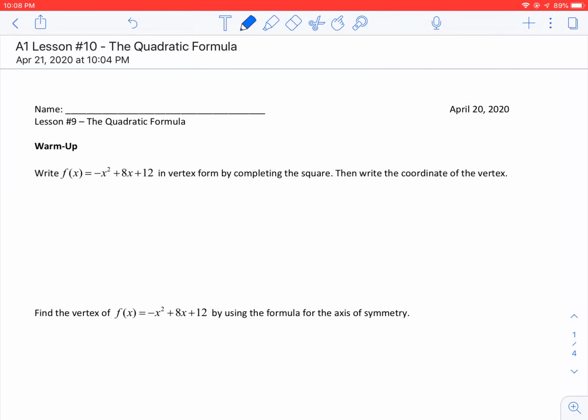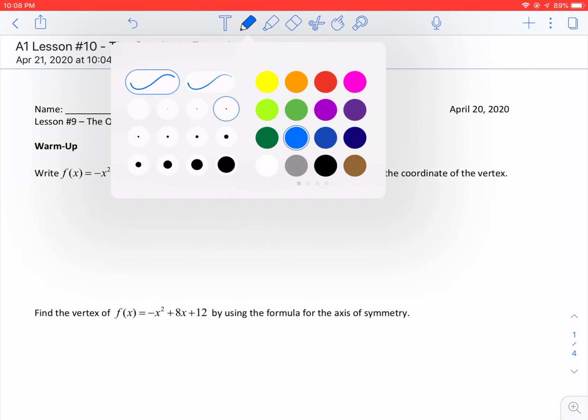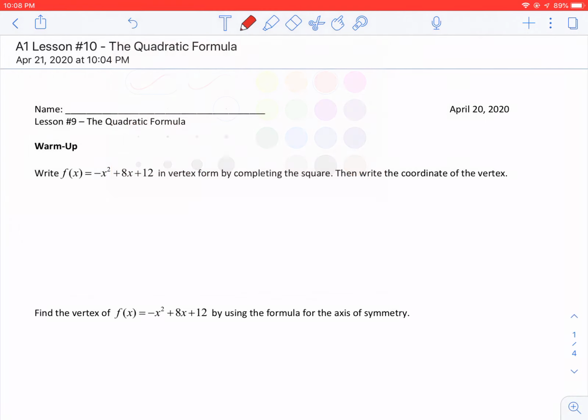Today we are doing the quadratic formula. This is something I've seen a couple of you using already on your homeworks, even though we haven't learned it yet. It's going to be a crazy looking formula. But before we get there, let's try this warm up.